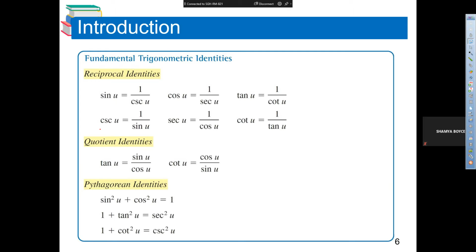All right, and then we have what are called some Pythagorean identities, which obviously come from the Pythagorean theorem. Notice it's very similar to the Pythagorean theorem, but what we have is sine squared plus cosine squared is equal to 1. 1 plus tangent squared is equal to secant squared. 1 plus cotangent squared is equal to cosecant squared.